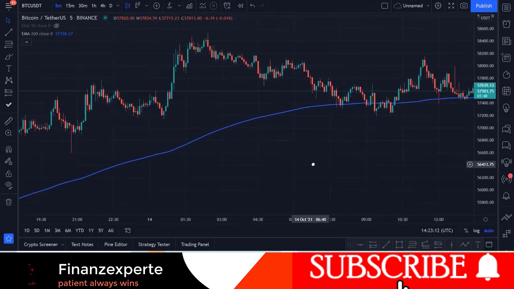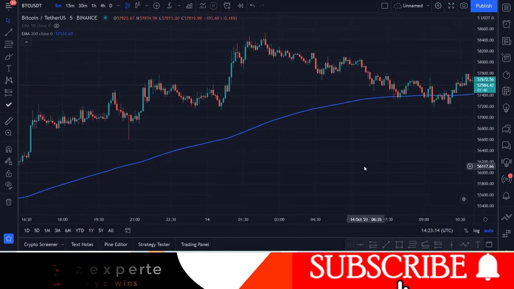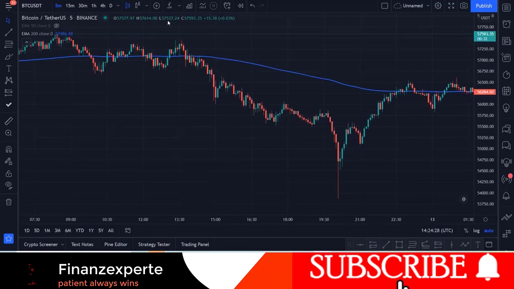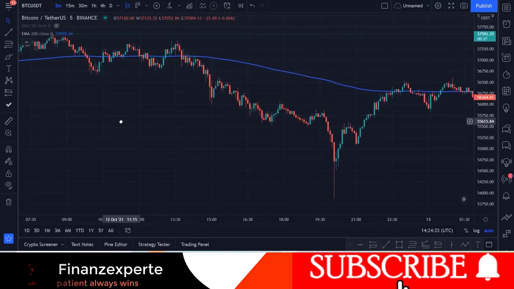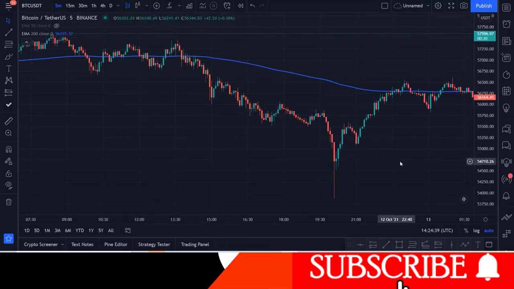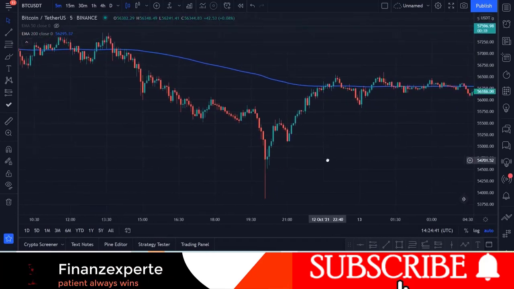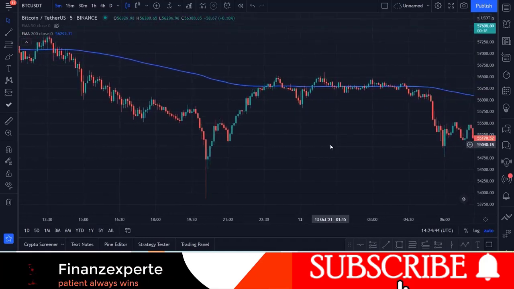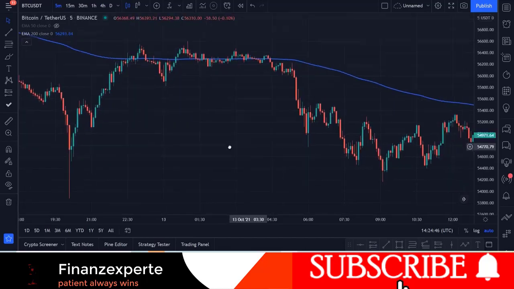Now let me show you a quick example of a downtrend. Right here, you can see that the price broke below this 200 exponential moving average. That was when a downtrend was confirmed, as you can see that the price continues to go lower. So this is an example of how I use the 200 exponential moving average to show me whether the market is in an uptrend or in a downtrend.